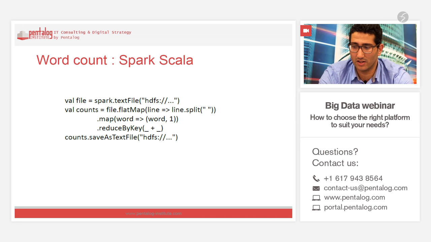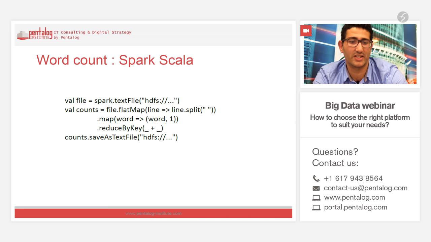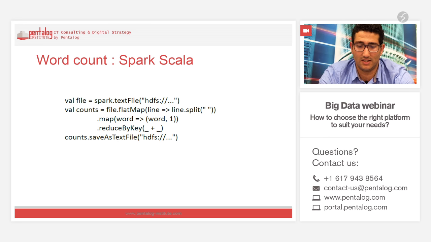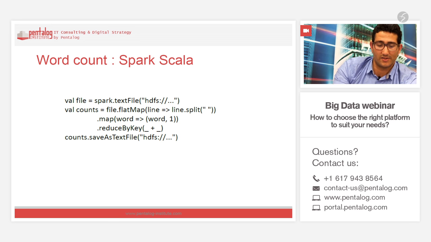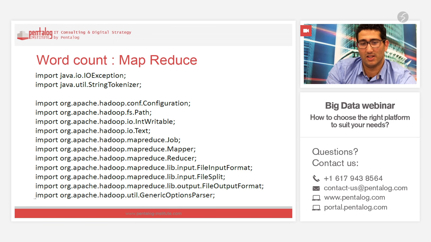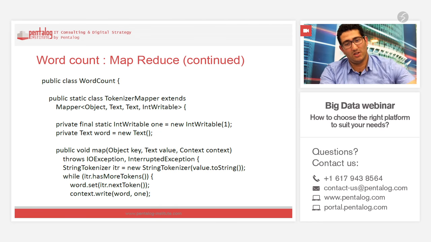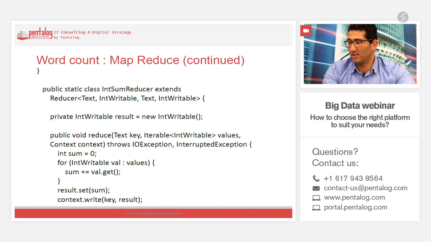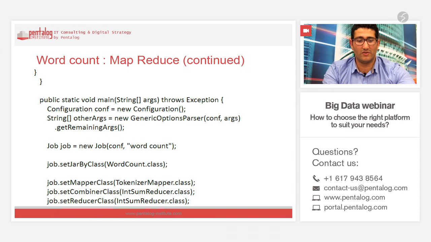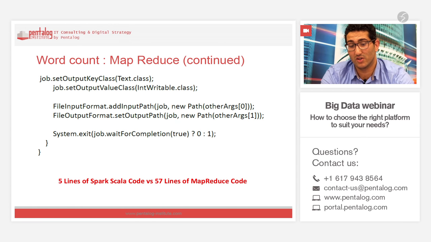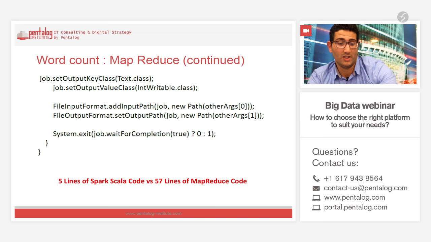Another comparison is the simplicity of Spark. Here, this is the word count written in Spark Scala. We have five lines of code, and this is the word count written in MapReduce. So you can see here it's a great difference. Five lines of Spark Scala code versus 57 lines of MapReduce code. So there is a lot of difference in terms of simplicity.